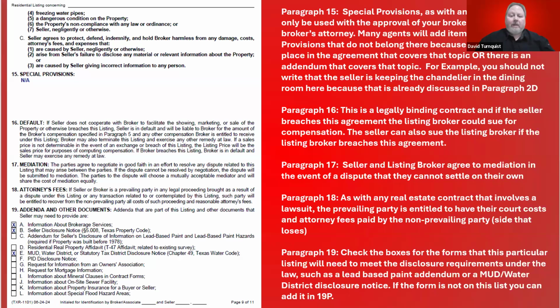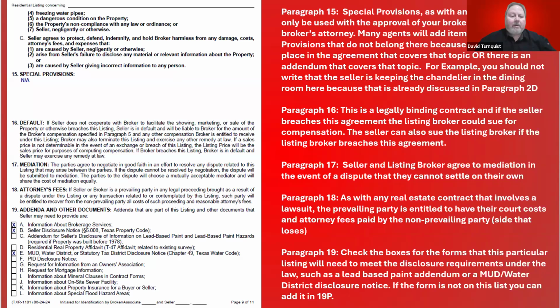Paragraph 19, what addenda are going to be required for this specific listing? So if this home is an older home, it was built in 1972, well, I know I'm going to need a lead-based paint addendum. So I would check 19C. So you're always going to check 19A because you always have to have an IABS. And 99% of the time, you're going to check 19B because a seller's disclosure is going to be required. There are only a few exceptions on when you don't need a seller's disclosure. I've covered that in a different video.